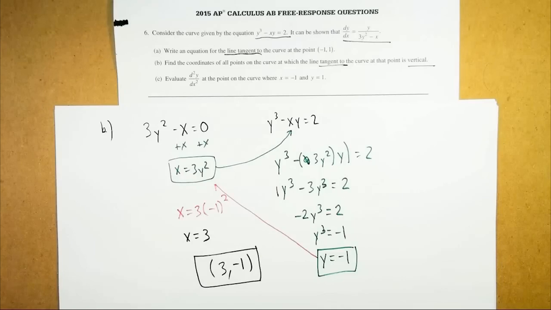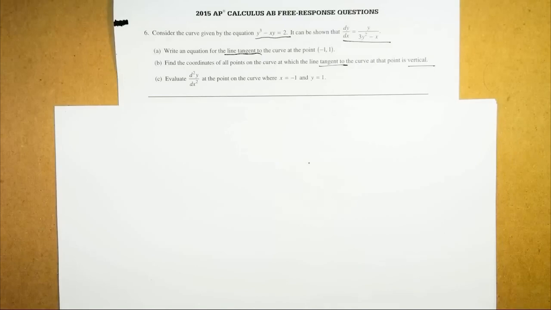So if there's one thing you want to take out from part B, vertical tangent lines are found by setting the denominator equal to 0, and horizontal tangent lines are found by setting the numerator of your derivative equal to 0. In case you're asked that, which I really think you might be. Part C. Part C says evaluate d squared y over dx squared. That right there is the second derivative. Well, the good thing is we already have the first derivative.